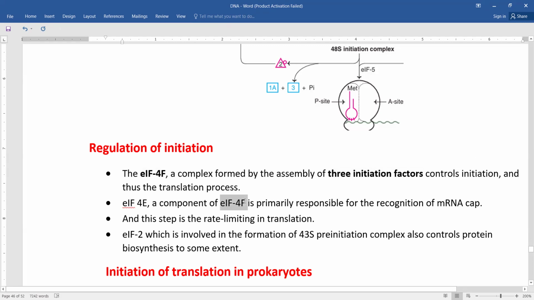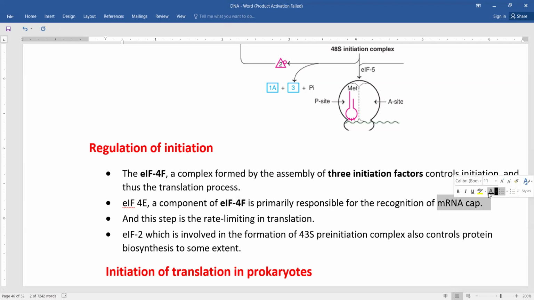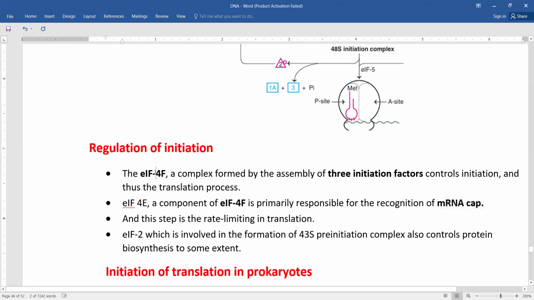4F ఫామ్ కావాలంటే ఏం కావాలి మనకు? 4G కావాలి, 4E కావాలి. అందులో 4E is very very important. So it is primarily responsible for the recognition of mRNA cap. So what is 4F? It is the combination of 3 factors.